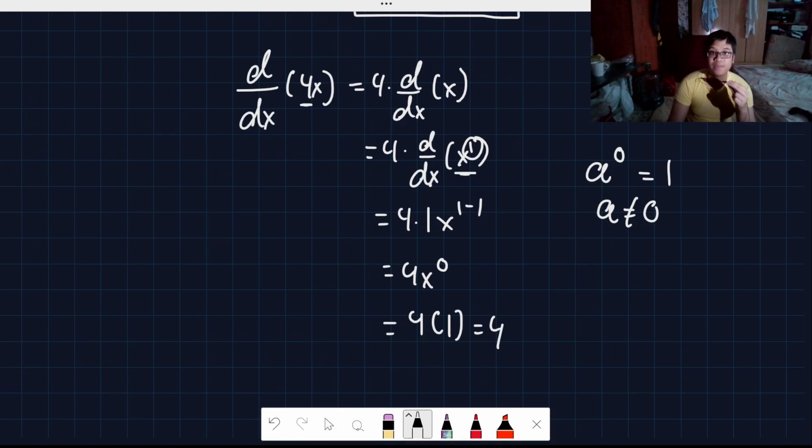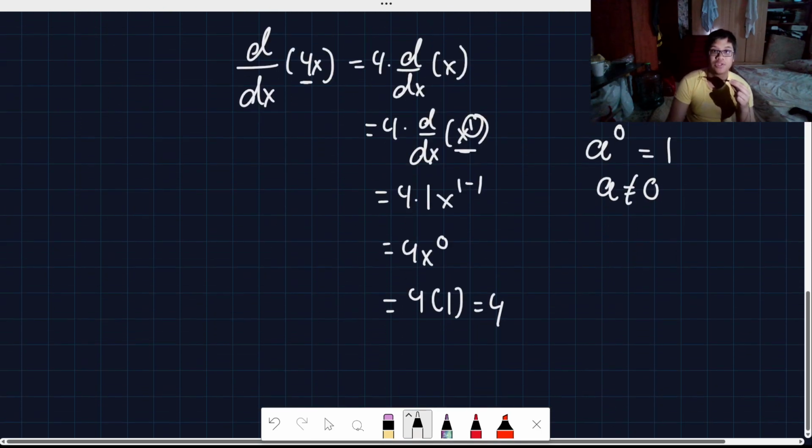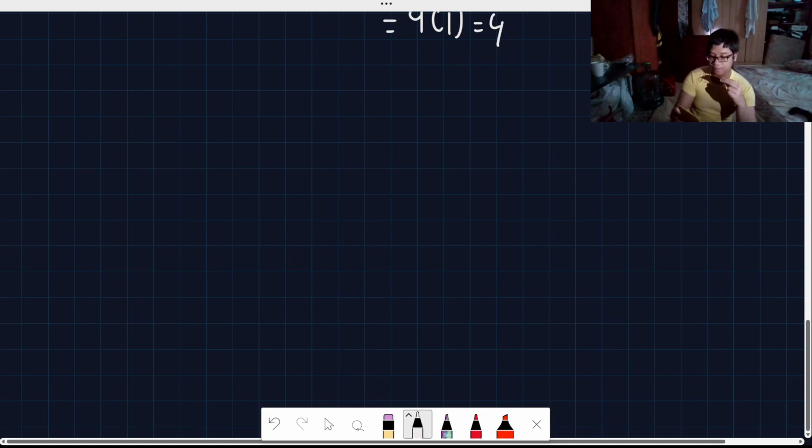But for simplicity, to go direct to the point, just use this one. This is much better instead of using the power rule. Okay? So now we're going to proceed to the last problem. So we have the derivative.